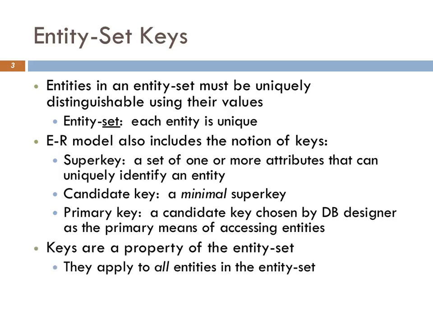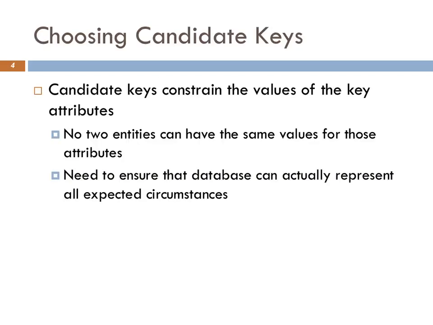Obviously those go on the entity set. You can think of the entity set again as being like a table, like the table schema. We all know by now that when you specify key constraints, they go on the table declaration, so this is basically a direct mapping to that concept. Now, candidate keys, this is a pretty obvious statement: candidate keys constrain the values of the key attributes.